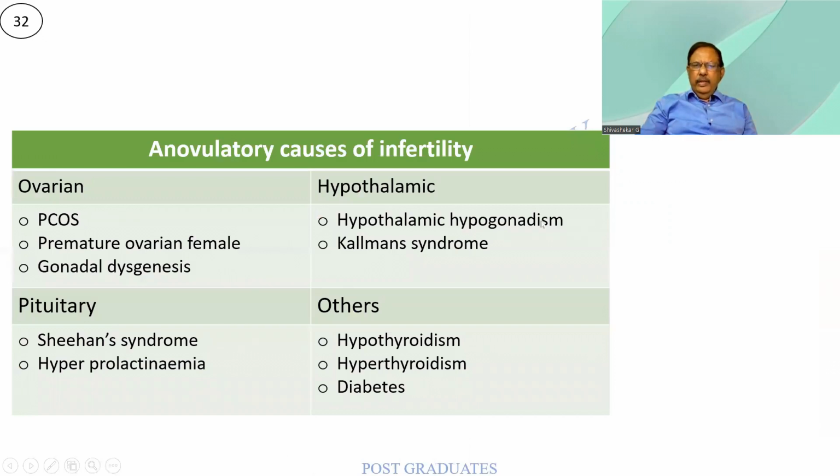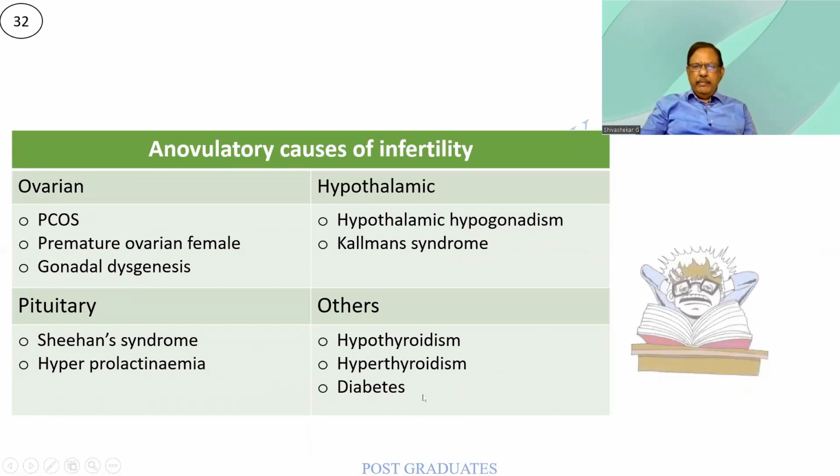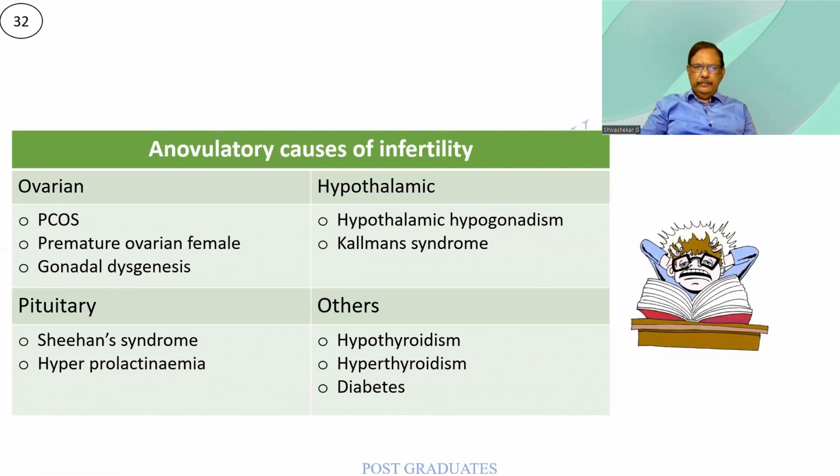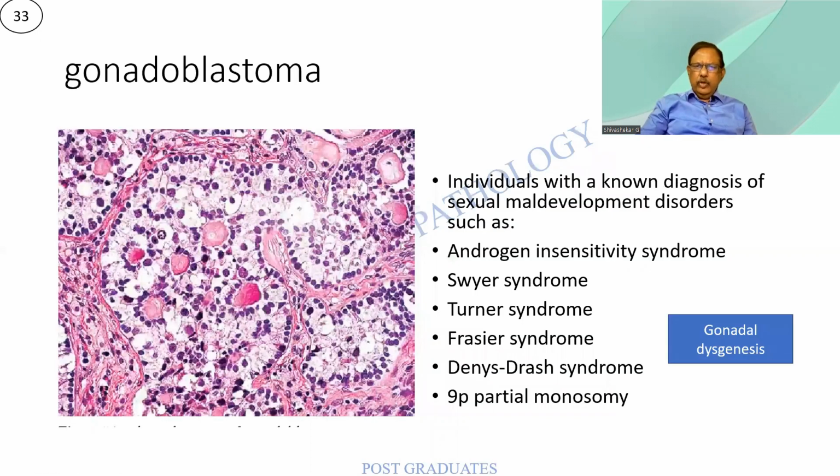A beautiful table which you people can memorize. It is quite simple. Kallmann syndrome is there, Sheehan syndrome is there, and all the others. Hyperthyroidism, hypothyroidism, diabetes. Gonadoblastoma is here. But then this particular slide is put up for the series of syndromes. I would like you people to kindly memorize this.